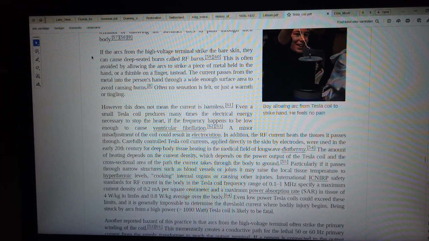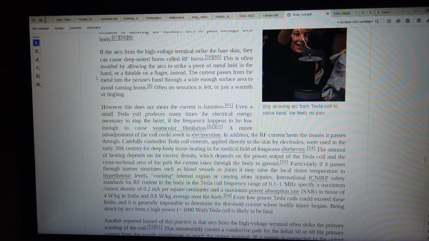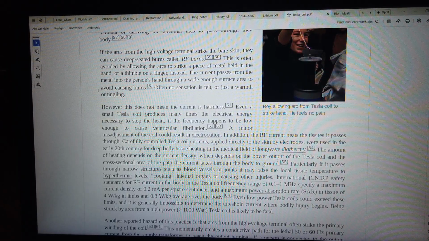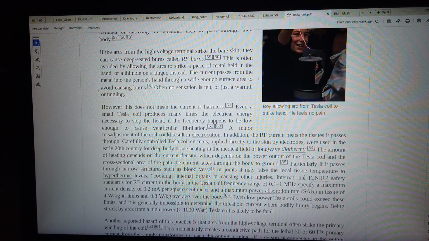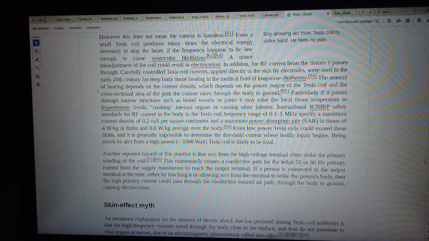This is often avoided by allowing the arcs to strike a piece of metal held in the hand, or a thimble on a finger, instead. The current passes from the metal into the person's hand through a wide enough surface area to avoid causing burns. Often no sensation is felt, or just a warm tingling. However, this does not mean the current is harmless.